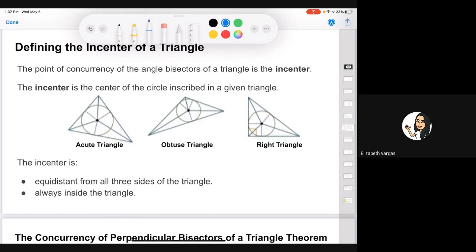So basically what we looked at when looking at this theorem is the point of concurrency of the angle bisectors.